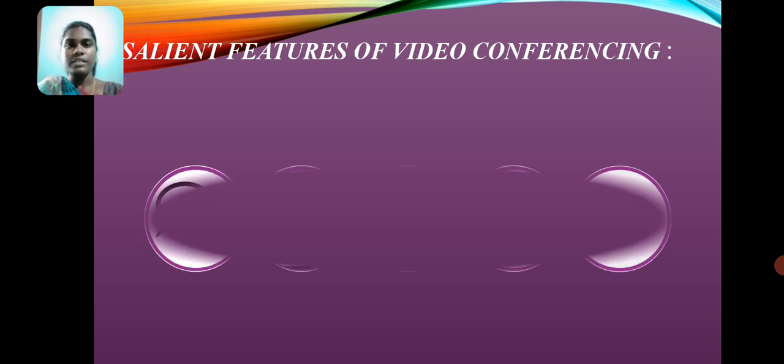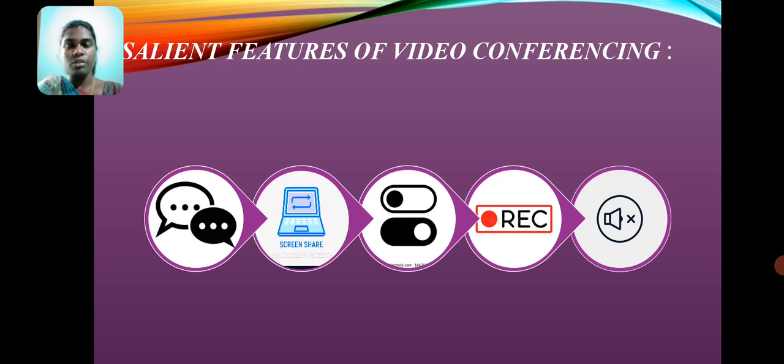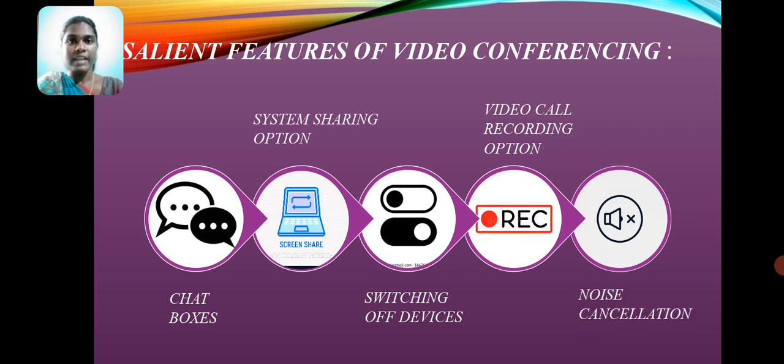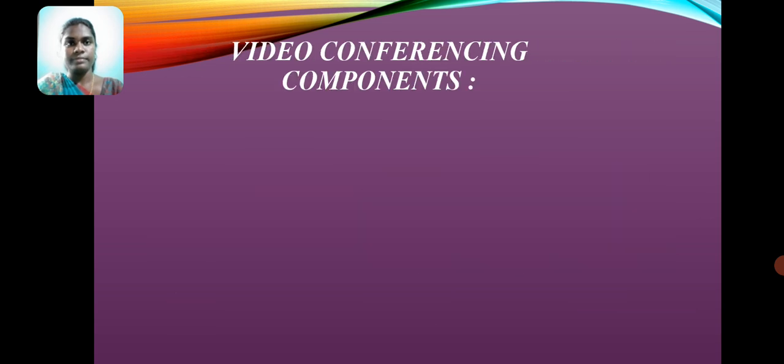Then next we see the salient features of video conferencing. There are some basic features of video conferencing. This is the flow chart that describes the video conferencing features: number 1, chat boxes; number 2, screen sharing option; number 3, switching off devices; number 4, video call recording option; and number 5, noise cancellation. These are the basic features in video conferencing.